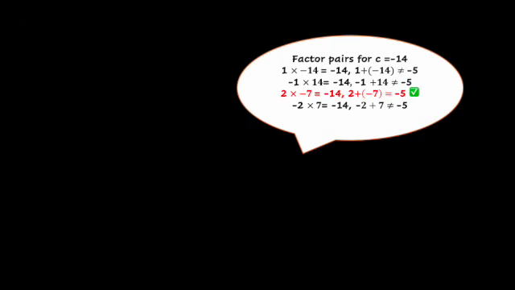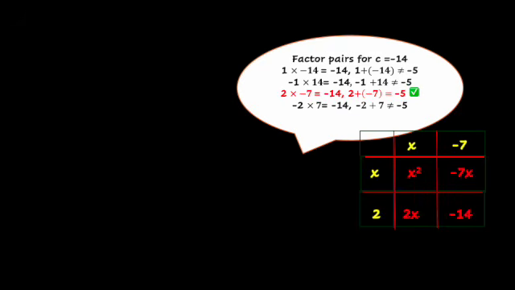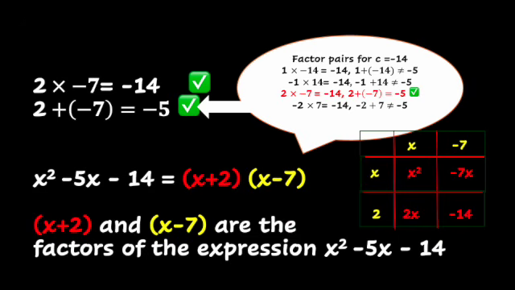Have a look at the factor pairs here. So we are looking for two integers whose product is minus 14 and sum is minus 5. So it's 2 and minus 7. You can see in the table as well. When we draw the table, we find two integers, 2 and minus 7, giving us the desired results. So here we write 2 times minus 7 equal to minus 14 and 2 plus minus 7 equal to minus 5. So we can write the given expression as equal to x plus 2 times x minus 7. So these are the two factors for the expression x squared minus 5x minus 14.